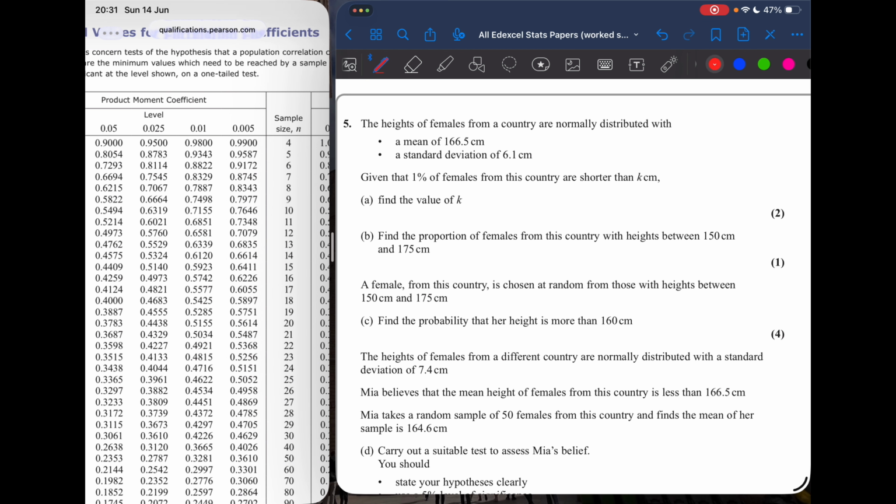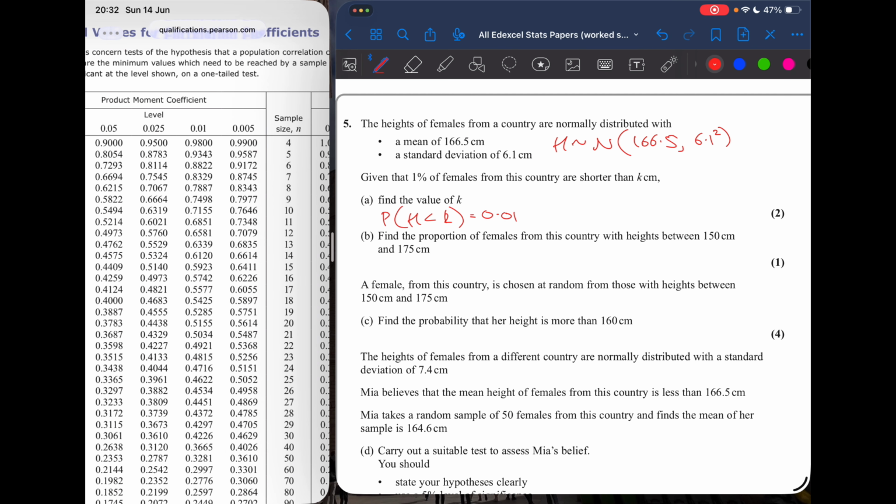So the height of females from a country are normally distributed with a mean of 166.5, standard deviation 6.1. 1% shorter than k centimeters. Find the value of k. Okay, let's call it height, distributed normally with a mean 166.5, standard deviation 6.1. So it goes in there, gets squared. We want to find the probability that h is less than k, so being shorter than k, is 0.01.